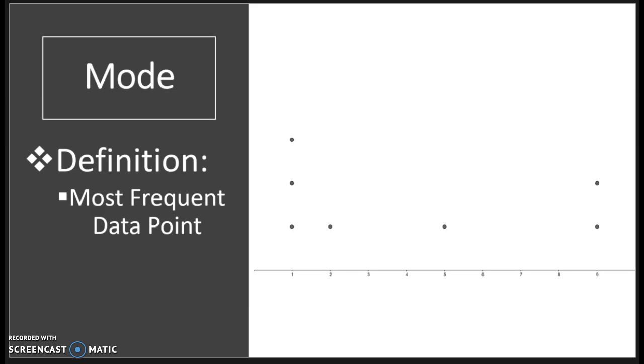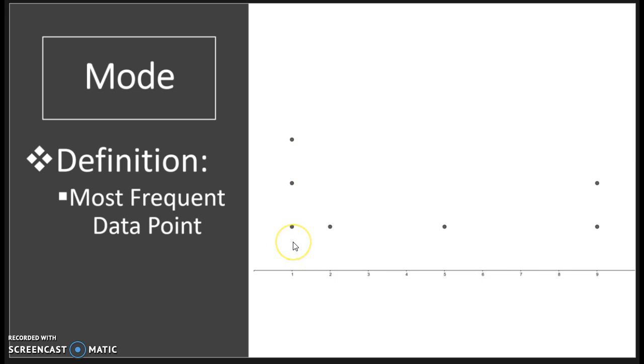Let's go ahead and start off with mode. The mode is the most frequent data point within a data set. If you look over here at this dot plot, you will see that there were 3 people who had 1, 2 people who had 2, 5 people who had 5, and 2 people had 9. This was an interview of how many quarters a person had in their pocket. As you can see, 1, 2, 3, 4, 5, 6, 7 people were interviewed, and this was how many quarters each person had in their pocket.